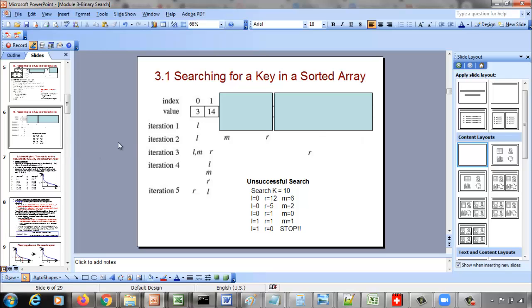Okay, let us see what's going on. The right index is now set again to m minus 1, so it is 2 minus 1, which is 1. So the search space is now from 0 to 1. The new middle index is (0 plus 1) over 2, which is 0, and the value at index 0 is 3. So we compare the search key 10 with 3. 10 is not equal to 3 and 10 is greater than 3.